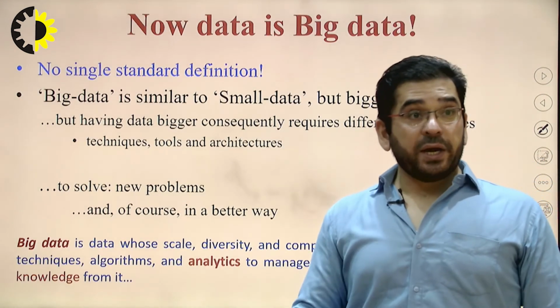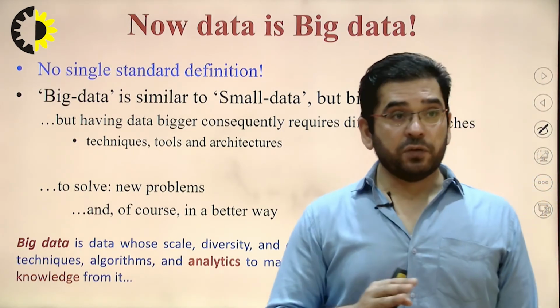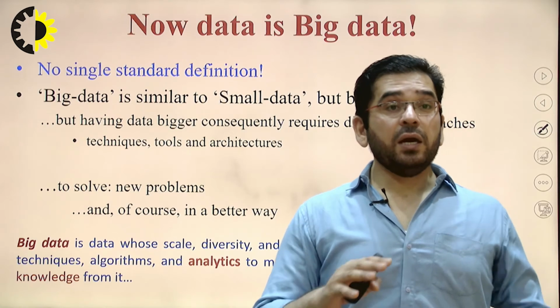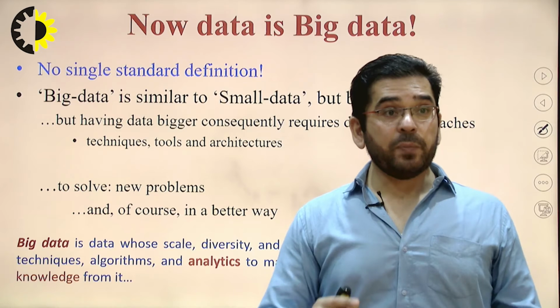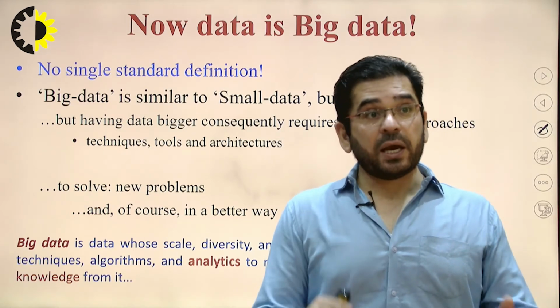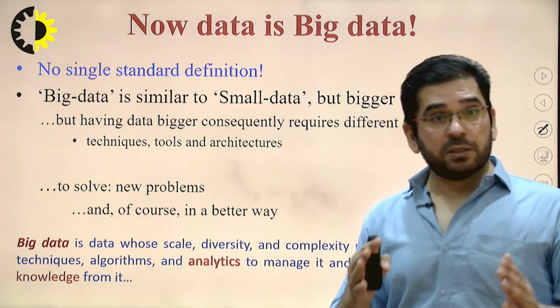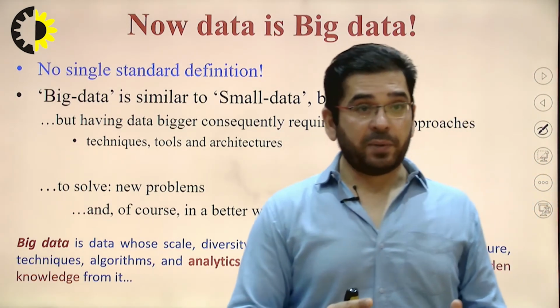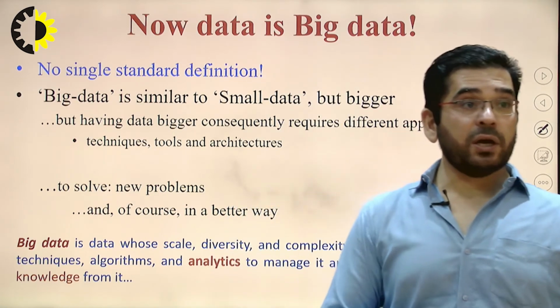Now, data is big data. There is no single standard definition for big data. Big data doesn't have any new dimension or characteristic. The big means the large size only. It can be similar to small data but bigger in size. Big generally means a size parameter in zettabytes, terabytes, not in megabytes or gigabytes or kilobytes.